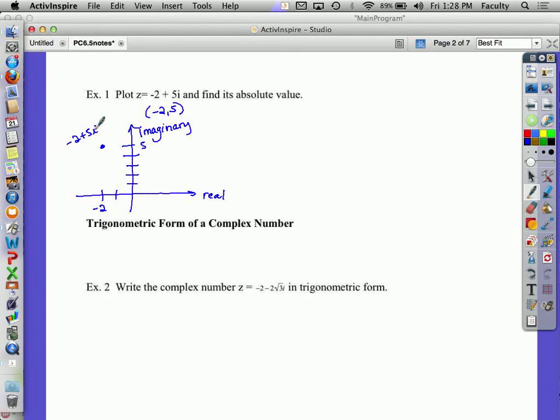So you choose how you want to do this. If I want the absolute value, I can drop the perpendicular. So the absolute value is the square root of -2 squared plus 5 squared. Notice i does not go into the radical. We're always doing a squared plus b squared.